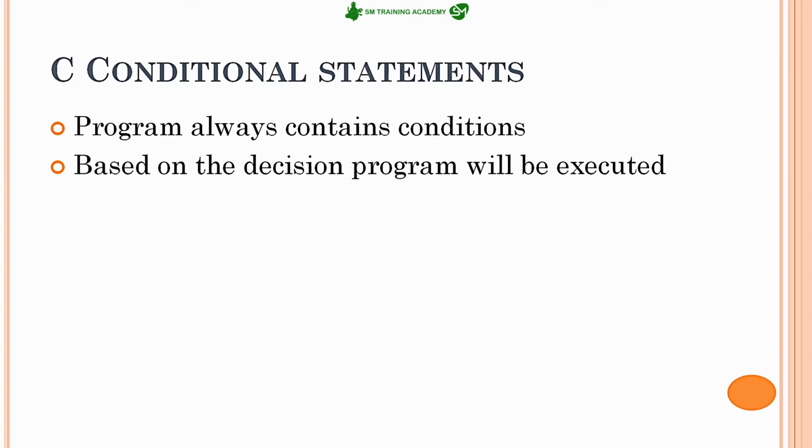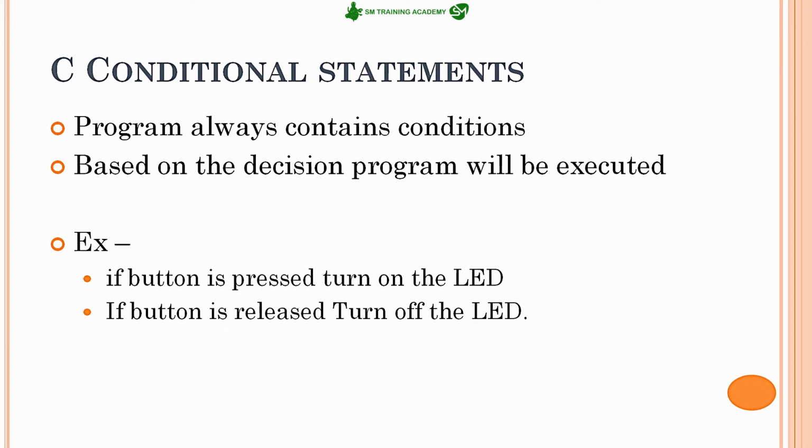Let's take an example. If a button is pressed, we just want to turn on an LED, and if the button is released, we just want to turn off the LED. This is an example of a conditional statement, and in this example you can see that we will keep on checking the button state using a particular condition, and if that condition is satisfied, we will execute the part of code which will help us to turn on the LED.